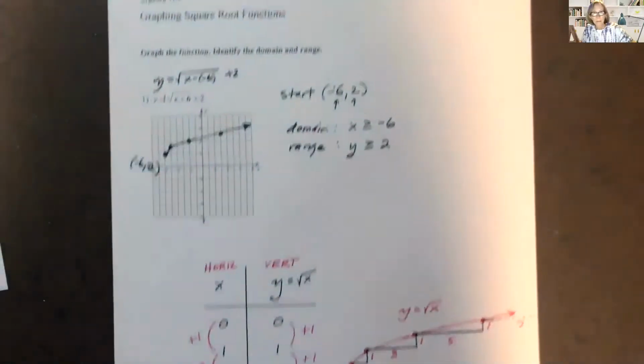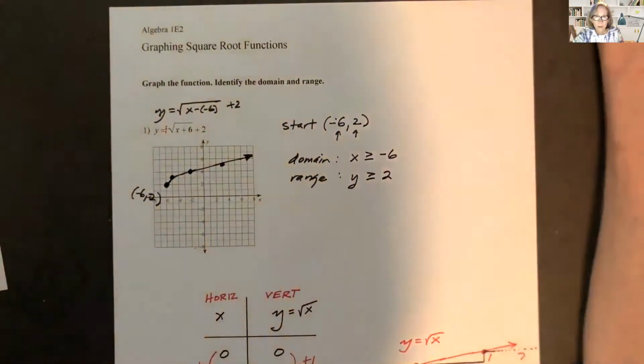So that's it. That's how to graph using the 1, 3, 5, 7 pattern.